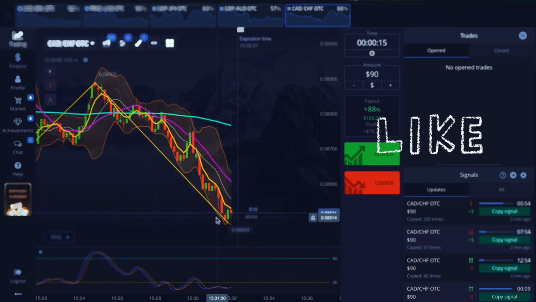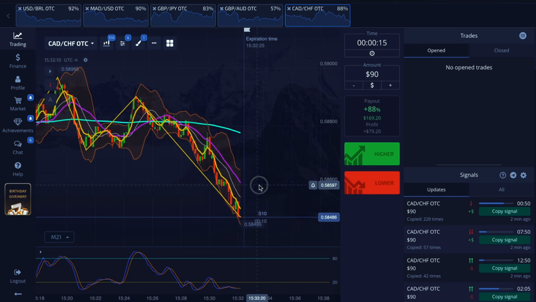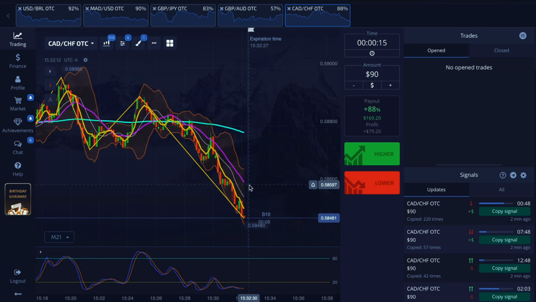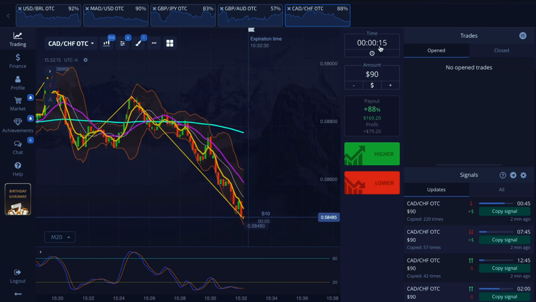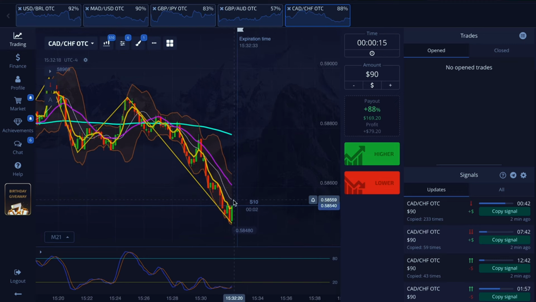And if it doesn't go, like I said, on the 15 seconds, the 4 entry rule doesn't really work that effectively because these candles are constantly changing. But on the longer time frames, 1 minute, 2 minutes, the 4 entry rule is definitely effective, guys.